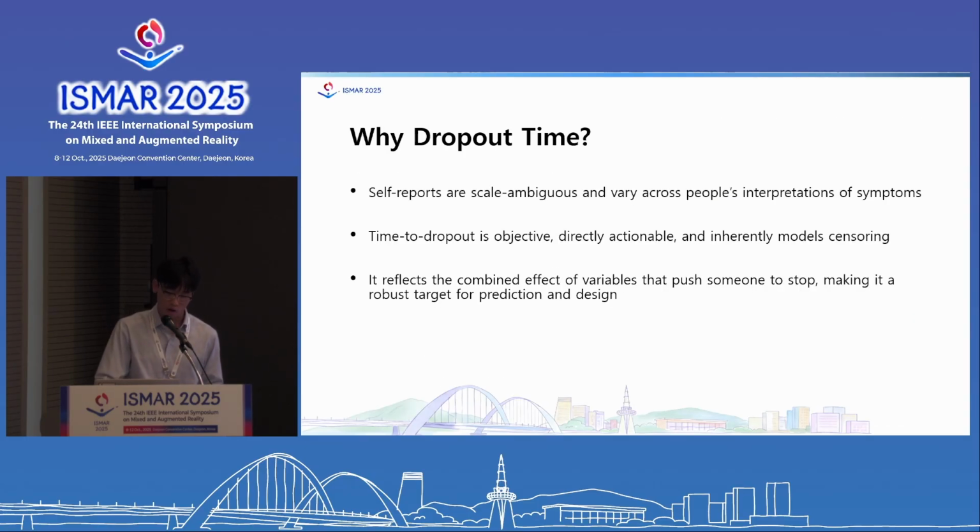So quickly, why dropout time? Well, self-questionnaires can be scale ambiguous. They vary across how people actually interpret each symptom. Time to drop out is objective. It's when an individual feels too unwell to continue, and that is a data point valuable to those designing and developing real-world VR experiences. And it reflects the combined effects of variables that push someone to stop, making it a robust target for prediction and design.